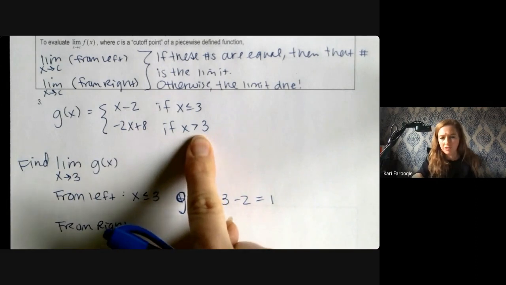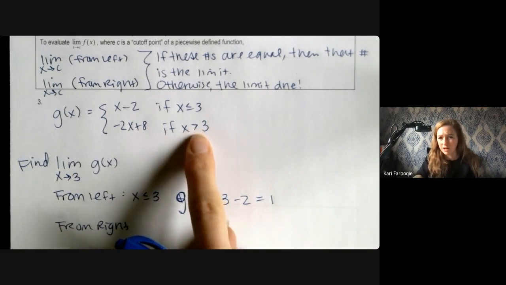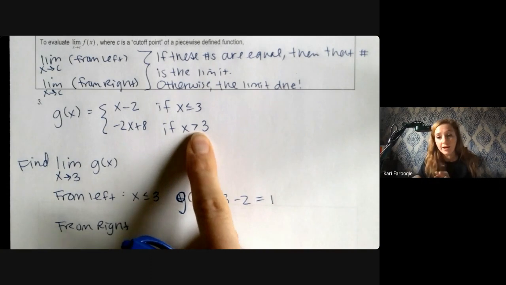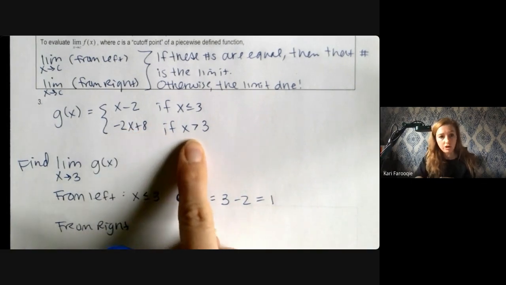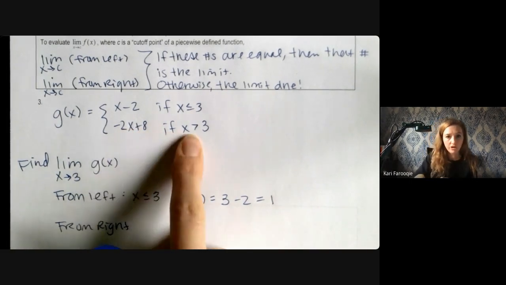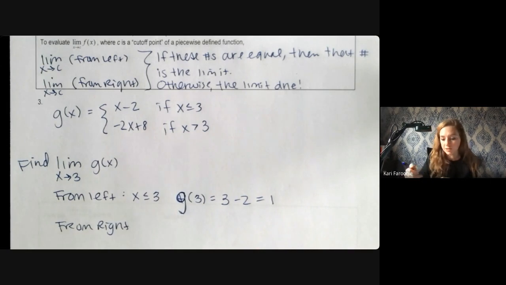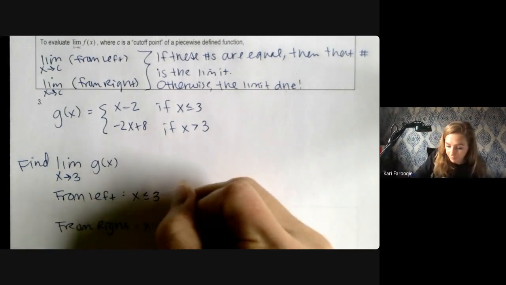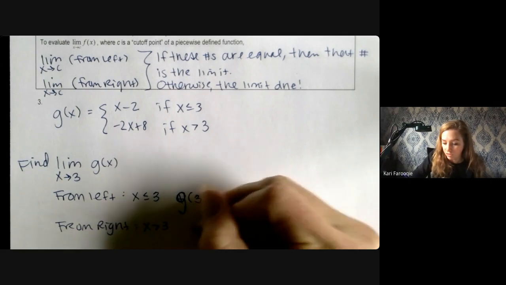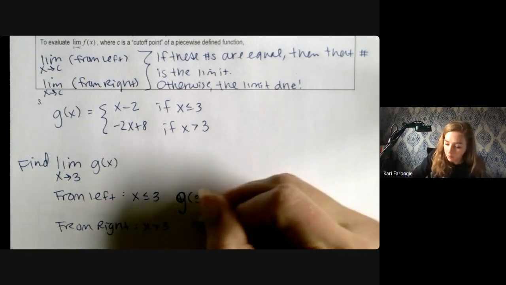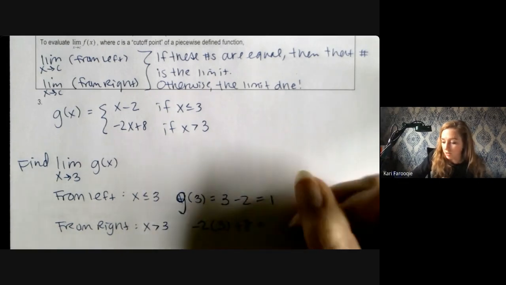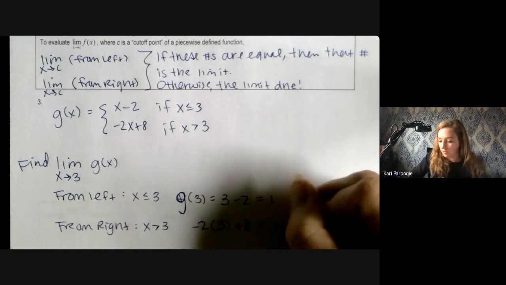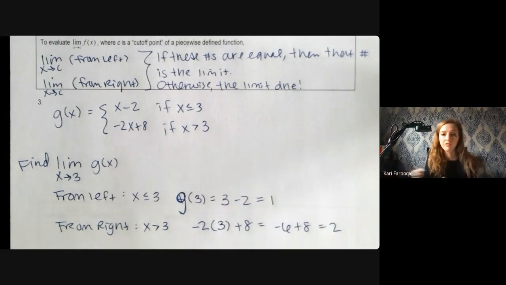And I know that seems odd because you're like, wait, but 3 is not greater than 3. Doesn't matter. We're not talking about the function value. We're talking about the value of the limit. So we're looking at what y values g is going to approach as x approaches 3 from the right. And we're going to look now at g of 3 from the right. So this will be -2 times 3 plus 8, which is -6 plus 8, which is +2.